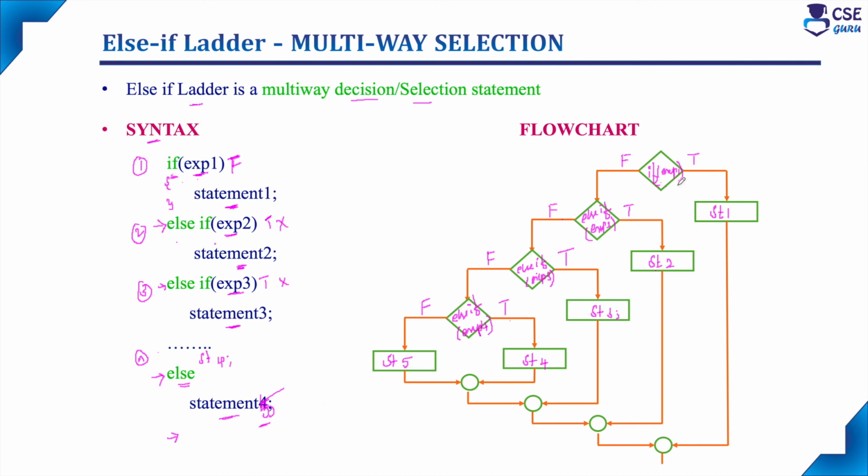So here, at a time only one alternative will be evaluated to true. Among these many alternatives, one alternative will be evaluated to true and only that part of the code will execute. So this is the main logic of the else if ladder.